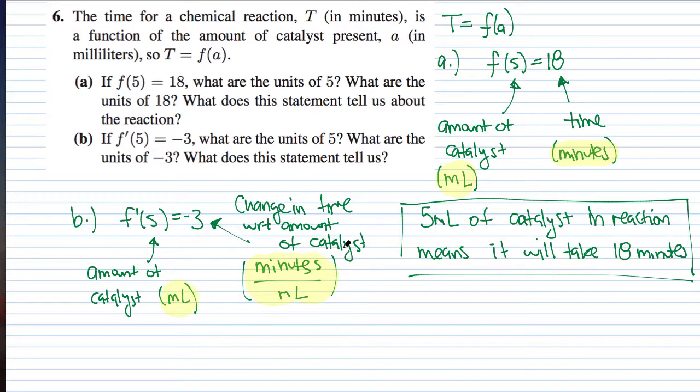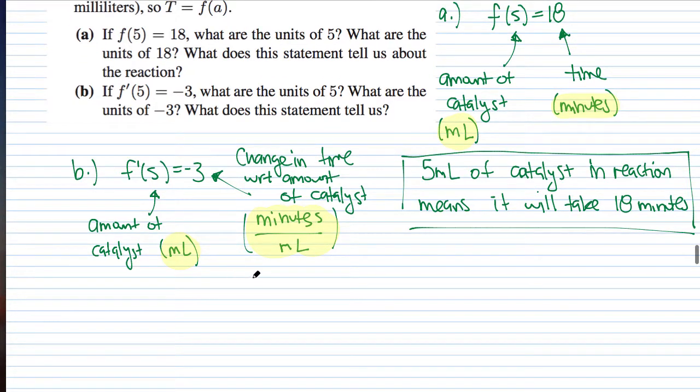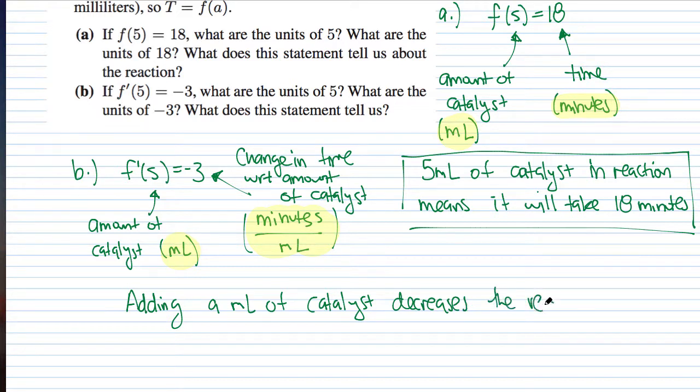And so these are the units for my slope, and these are the units for my argument. So what does this tell us? If negative 3 is the slope, that means adding a milliliter of catalyst decreases the reaction time by 3 minutes.